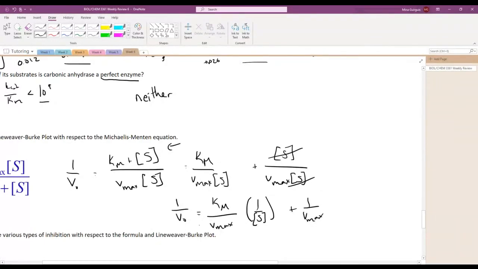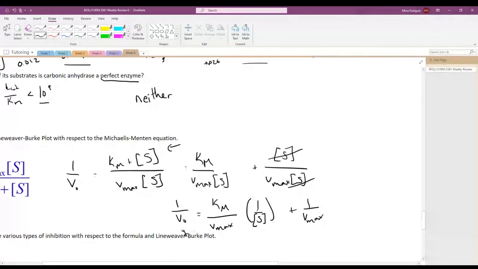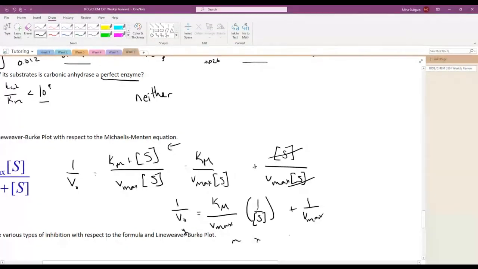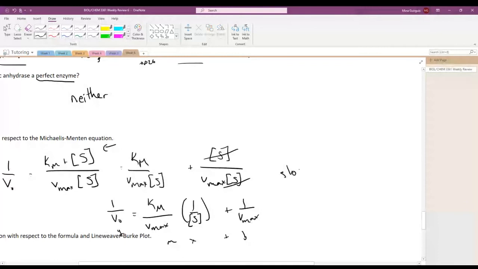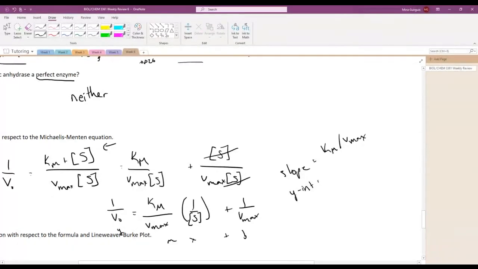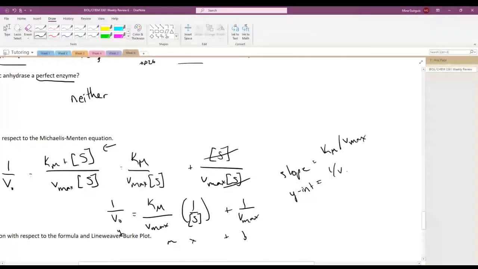Okay, and so a couple of important points. This also follows y equals mx plus b. You're almost certainly going to have to graph this for your problem set. So let's talk about some of the important things that we get from this. So the first is the slope. Slope equals Km over Vmax. Okay, the y-intercept is equal to 1 over Vmax.